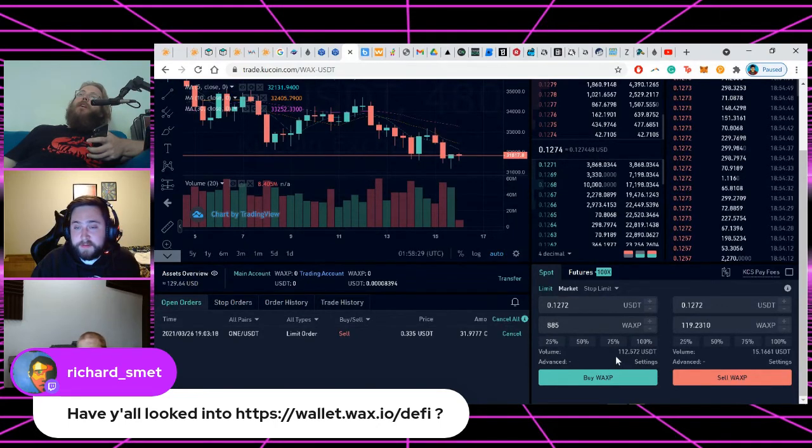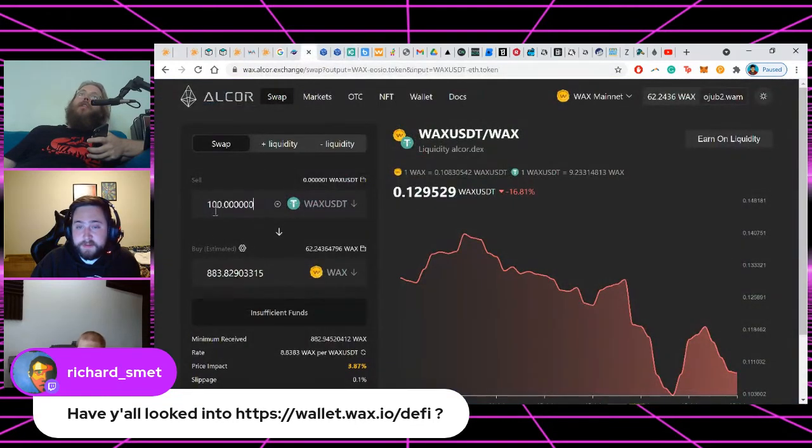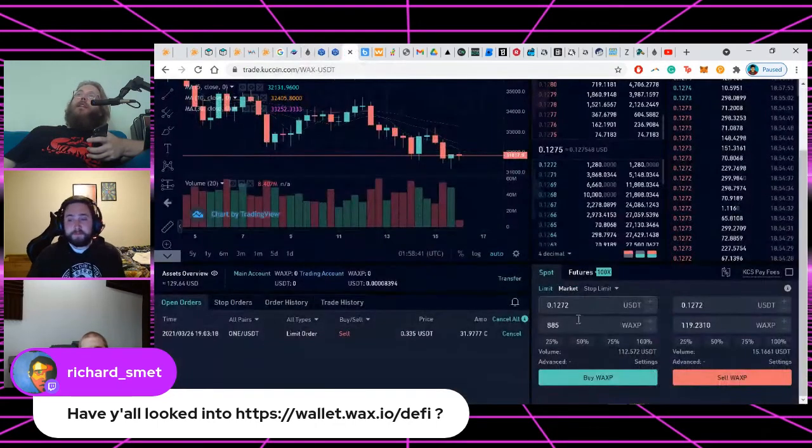Right now at the price on Qcoin, 885 would cost me 112 USDT. But right now on Alcor, for 100 USDT I can get 883. Let me actually just change this to 883.